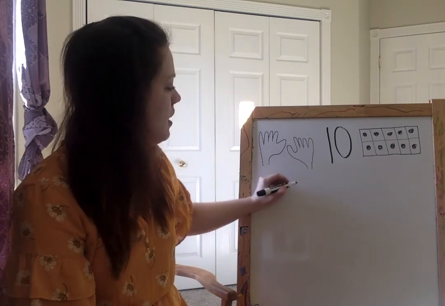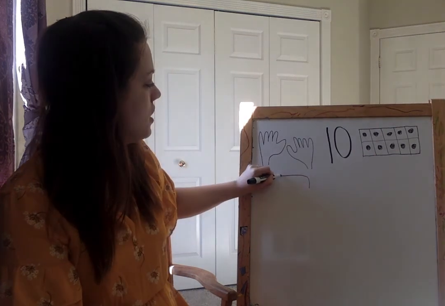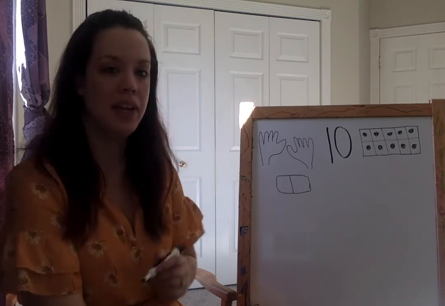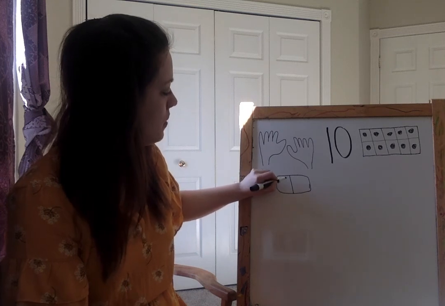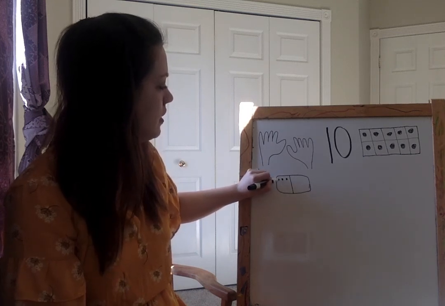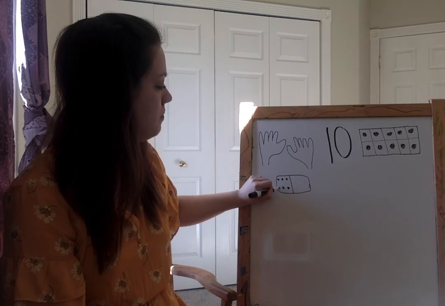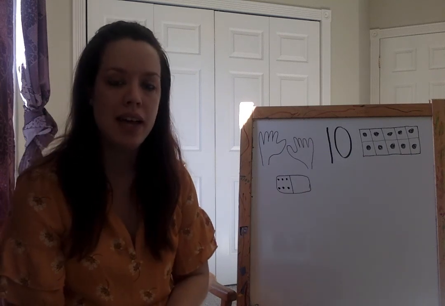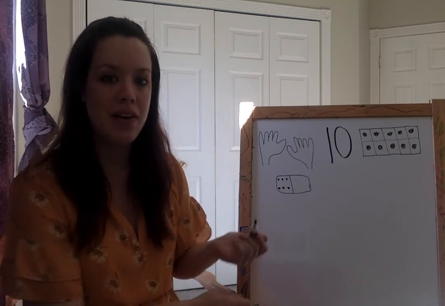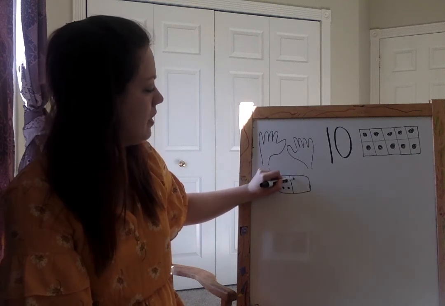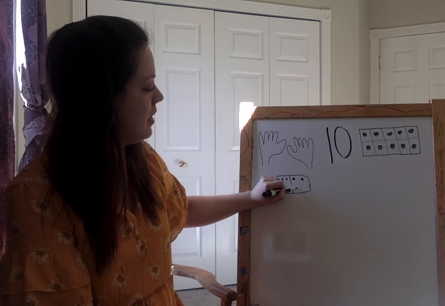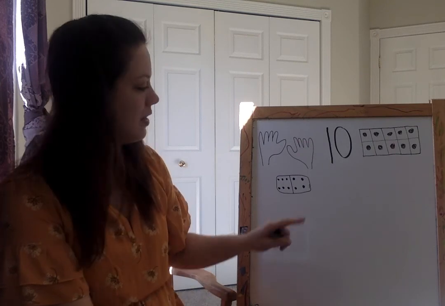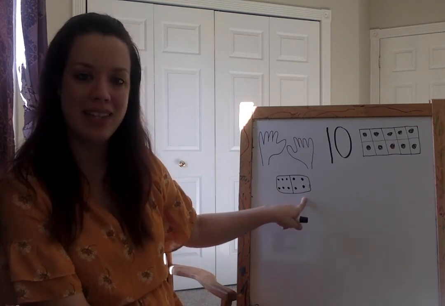Another way we could show the number 10 is by using a domino. Dominoes have lots of numbers on them, and they have 2 sides. Let's show the number 10 by putting 6 on one side of our domino. And how many more dots will we need on the other side to make 10? Let's count on from 6. 6, 7, 8, 9, 10. How many more do we need? 6 and 4 more make 10.